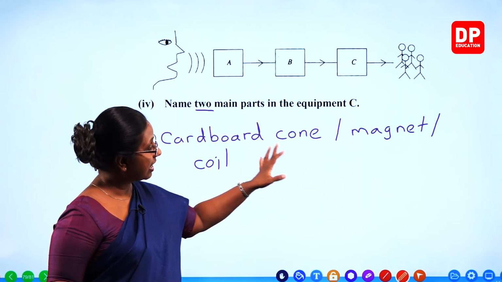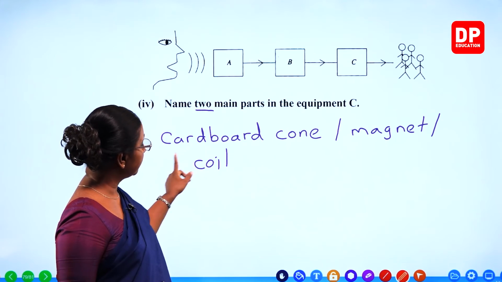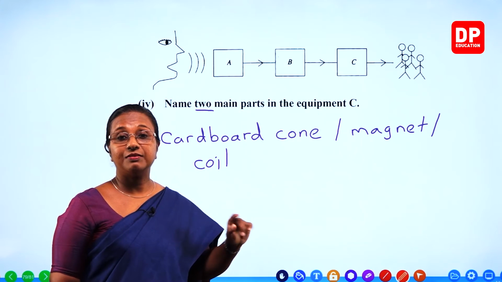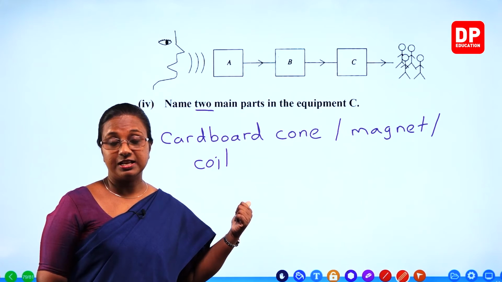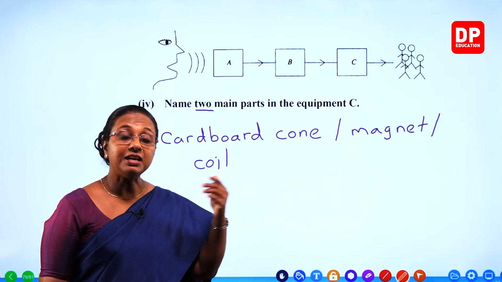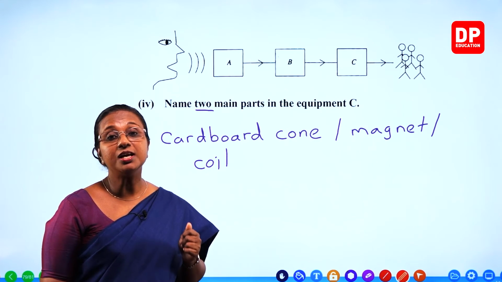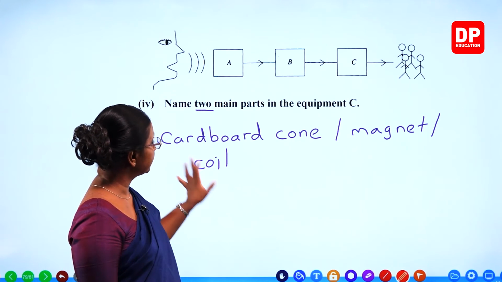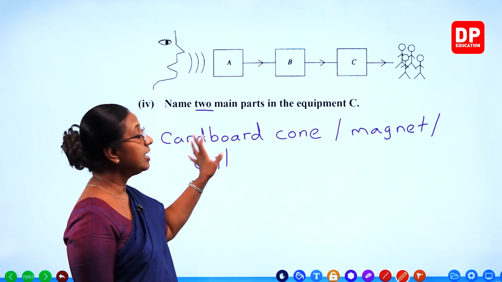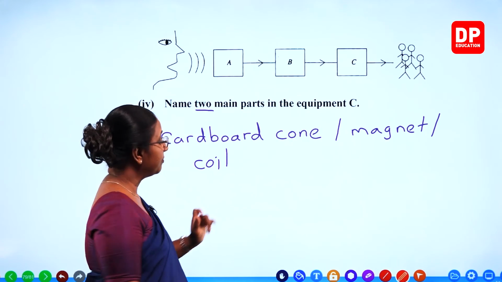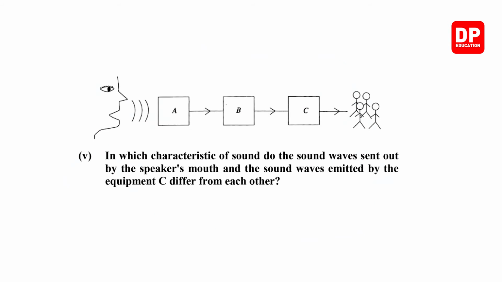So when there is the signal, when current is flowing through the coil only, that is placed in the magnetic field, there is a force generated. That makes the cardboard cone vibrate. That in turn will produce the louder sound wave. So all three parts are the main parts: cardboard cone, magnet and coil. You can write any two of them. So with that, I'll move on to the next part, part 5.